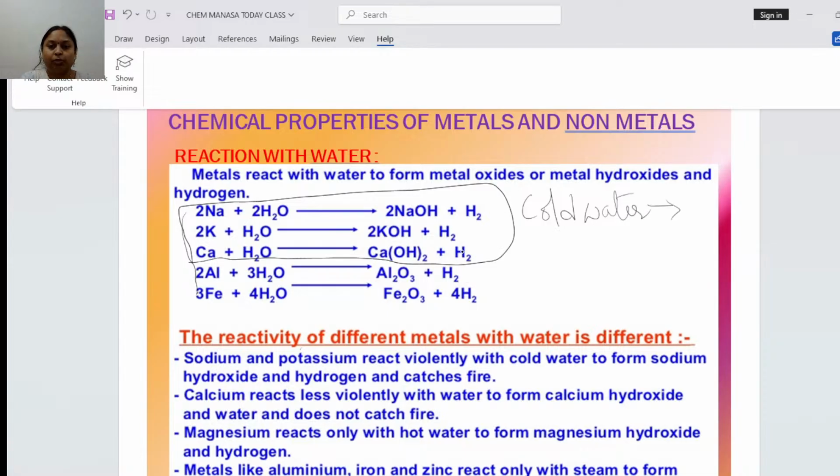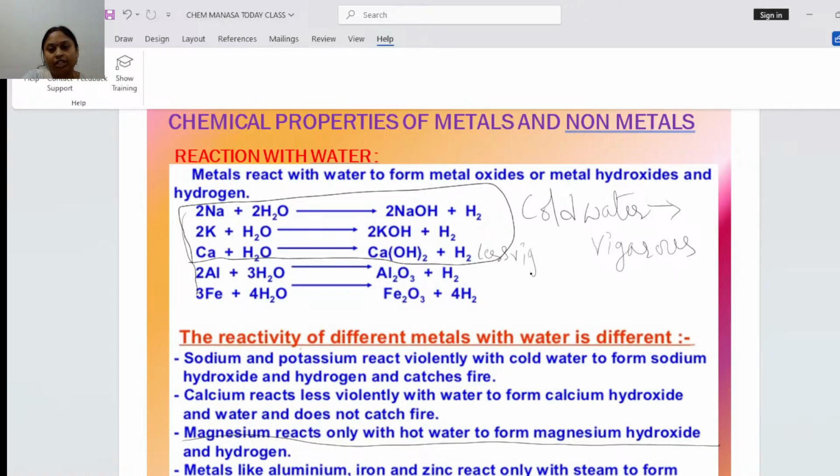Resultant reaction, byproducts are these only. So then the reaction will be vigorous, very violent. When it comes to magnesium, see here, magnesium reacts with only hot water to form magnesium hydroxide. So here, less. When it comes to calcium, compared to sodium and potassium, it is least reactive. That's why here, less violent.